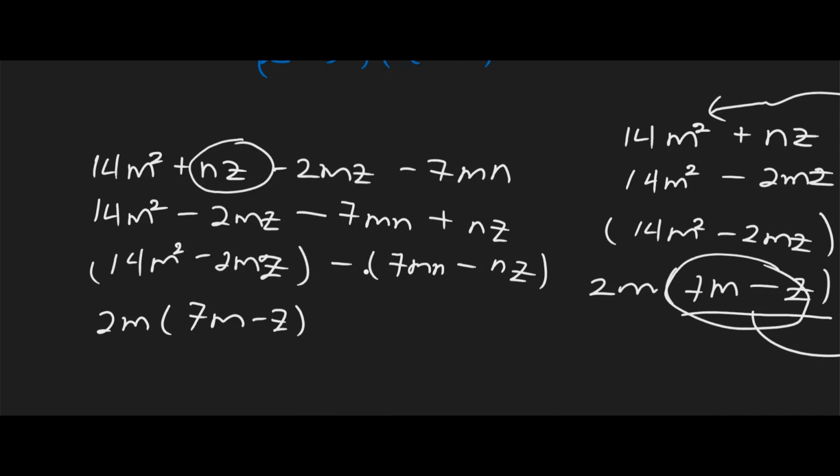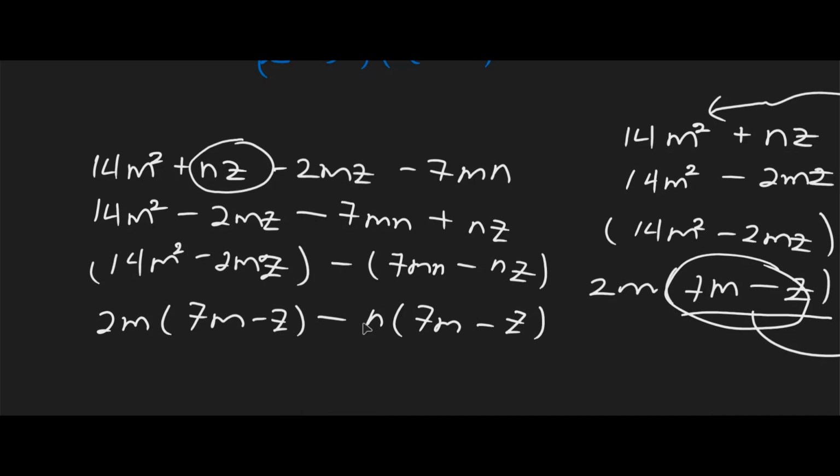Okay, so let's come to this one. Minus 7mn and z. So the common factor is going to be n, right? So you have 7m minus z. I hope you are not confused here, because n goes into 7mn 7m times, and n goes into nz z times.